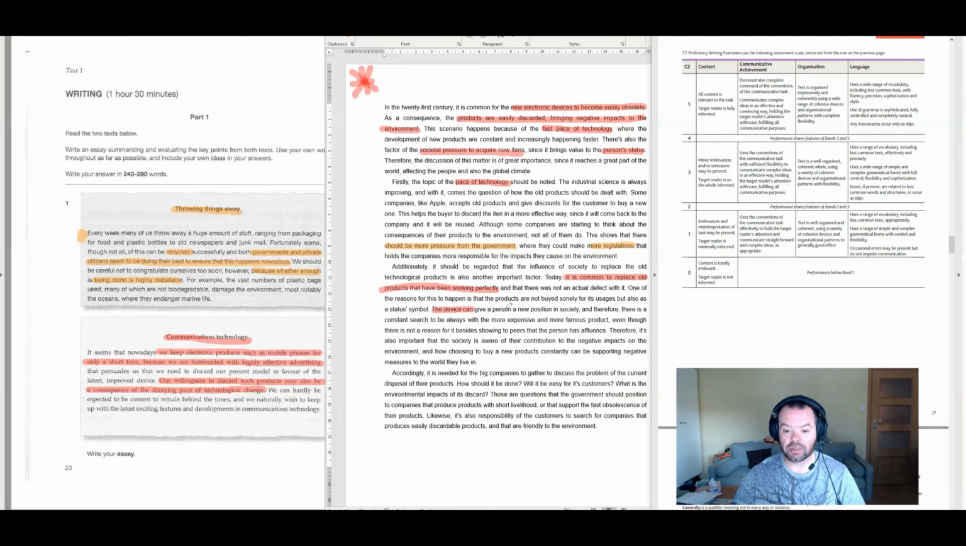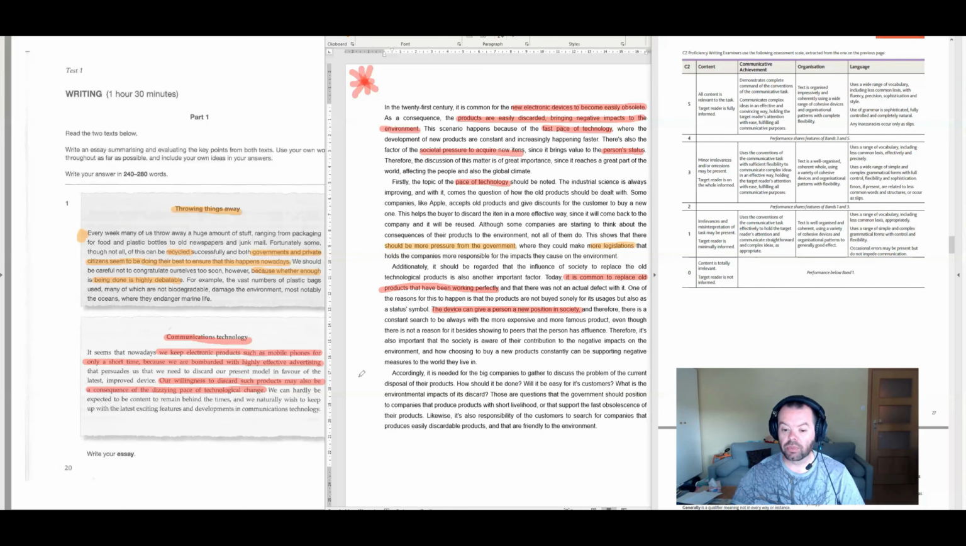Why? Well, the device can give a person a new position in society, and I suppose that's linked again to the advertising aspect. There's not really anything touching on the first text. And then we conclude. Accordingly, it is needed for the big companies to gather to discuss the problem of the current disposal of their products.